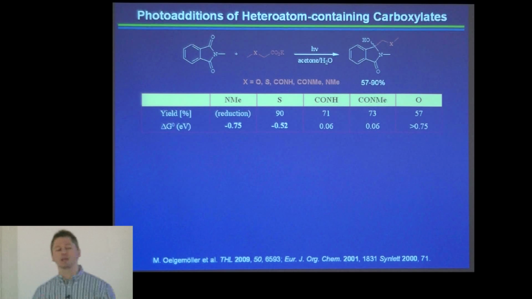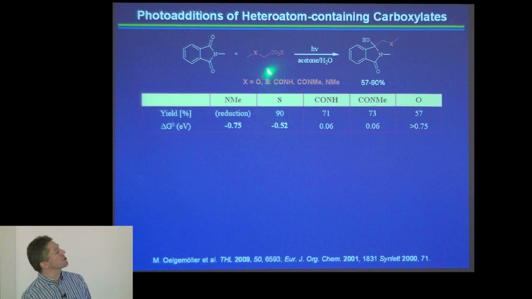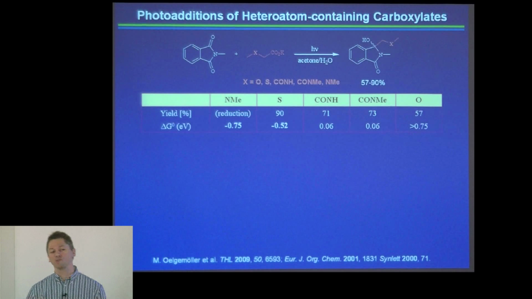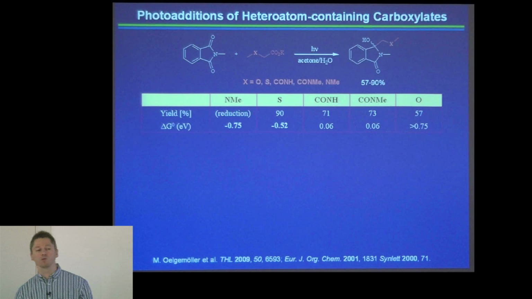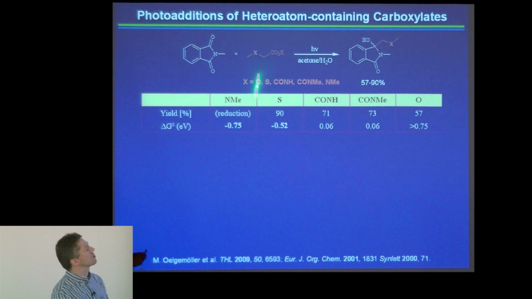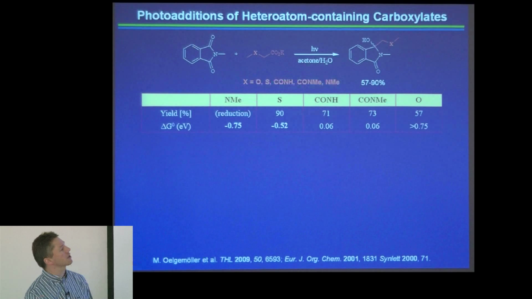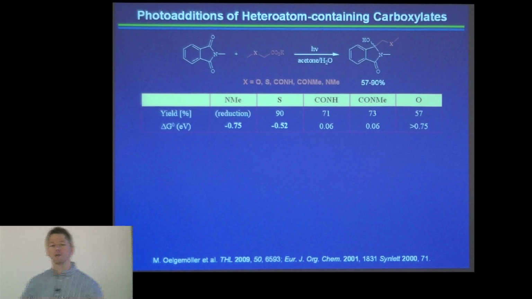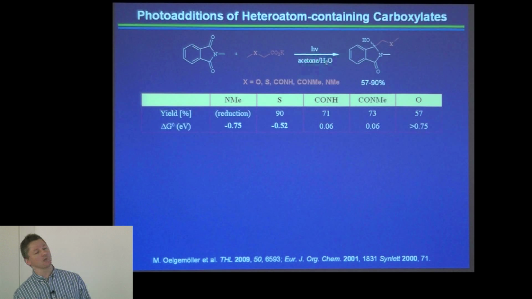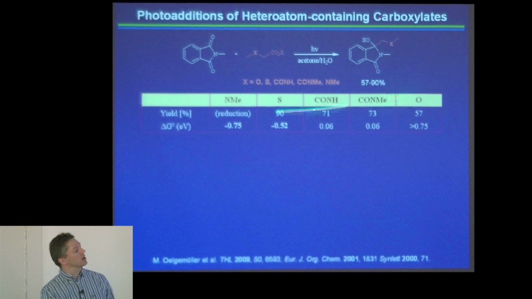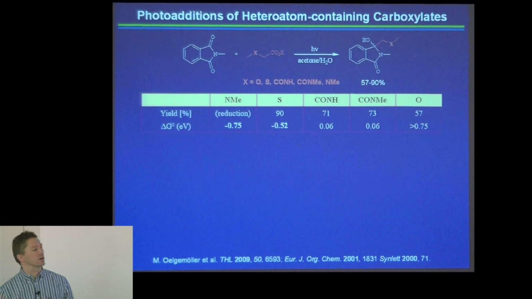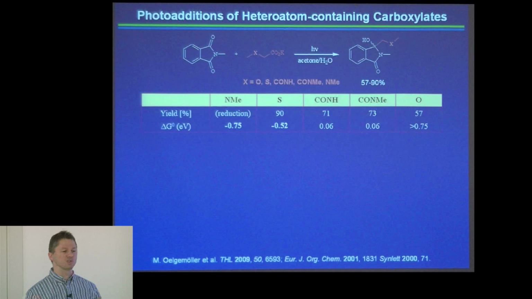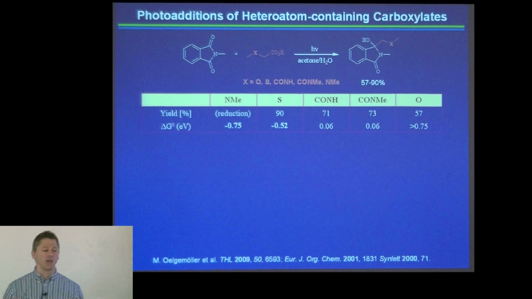The other thing that was mechanistically interesting was the introduction of heteroatoms here. It's the alpha position of the carboxylate. So there's one carbon between the X and the carboxylate. And we tested oxygen, sulfur, amides, secondary and tertiary ones, and also amines. And with the one exception, and that was the amine here, we got quite nice yields. 90%, 71, 73, 57. So oxygen was a bit lower, but it was quite nice. Only for these amino compounds we got reduction. So there was photoreduction happening, but that was known anyway. Amines are troublemakers.